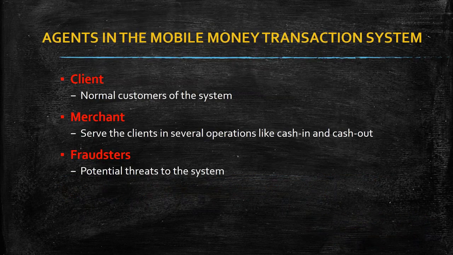These are the agents in the mobile money transaction system. Here, client, merchant, and fraudster, three persons are involved in this total mobile money transaction system. The client is a normal customer of the system. The merchant is one who serves the client in several operations like cash in and cash out, and the fraudster is the one who is a potential threat to the system.